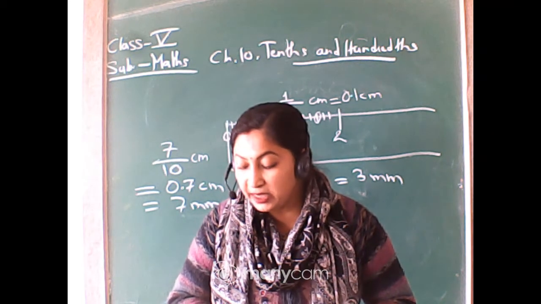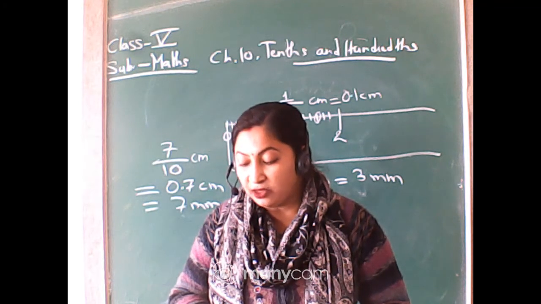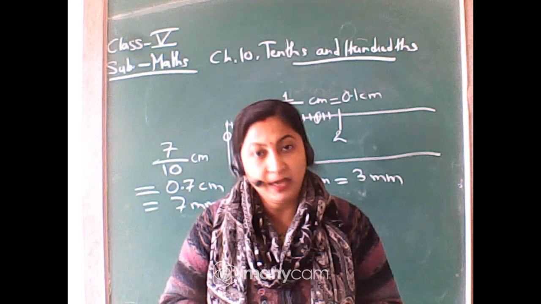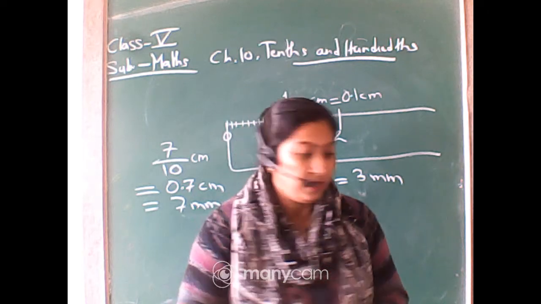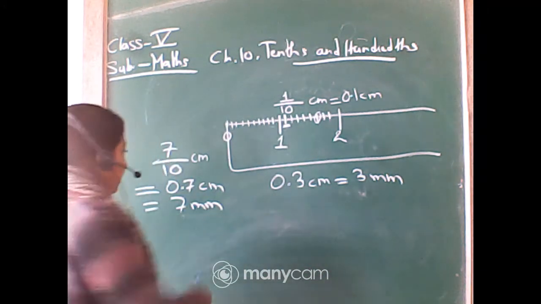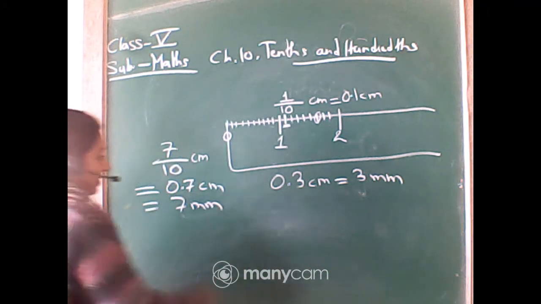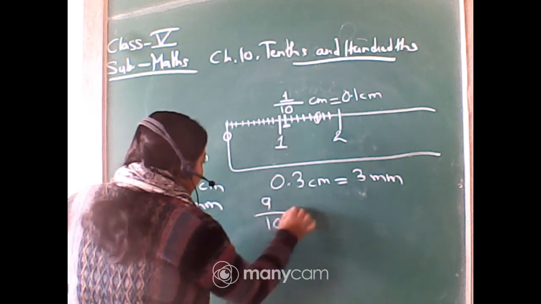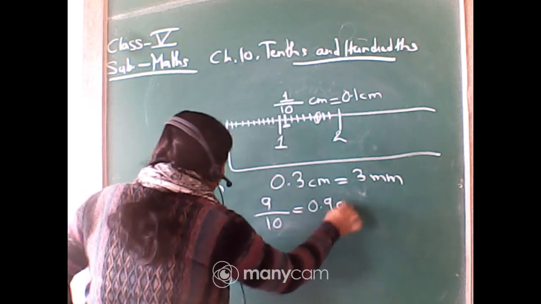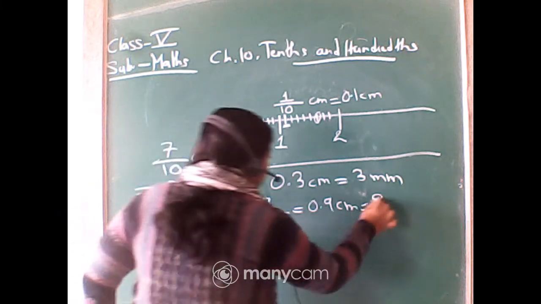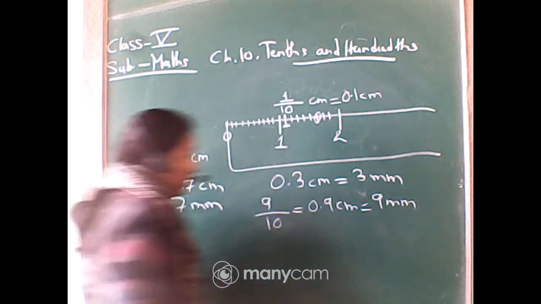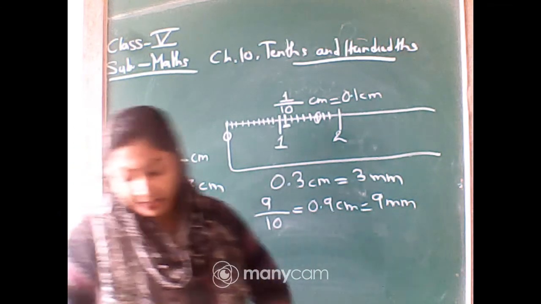We can also say that this is 9/10 of a centimeter. Exactly, this is 9/10 of a centimeter. We are doing this one, isn't it? 7/10 means 0.7. Obviously 9/10 means 0.9 centimeter, which equals 9 millimeters. So in the blank you write 9 millimeters.